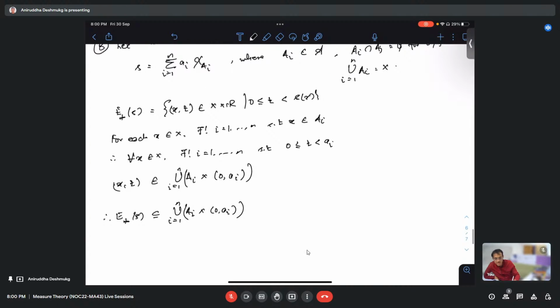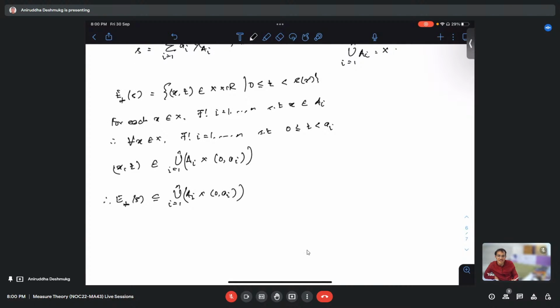But this union is anyway contained inside E lower star S because of the same fact that A_i cross 0 to A_i has all those (x, t) such that x is inside A_i and t is less than A_i. So by definition, the other way around is true. This is inside E star S. That is, E star S is equal to the finite union of A_i cross the open interval 0 to A_i.